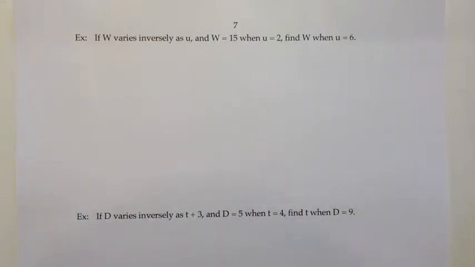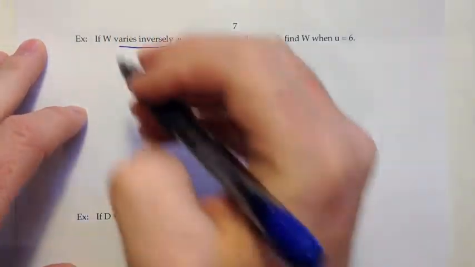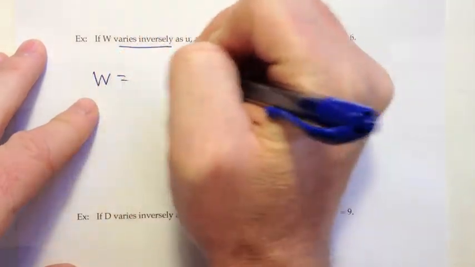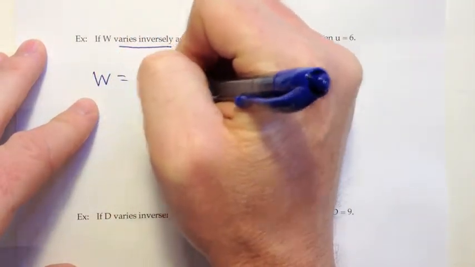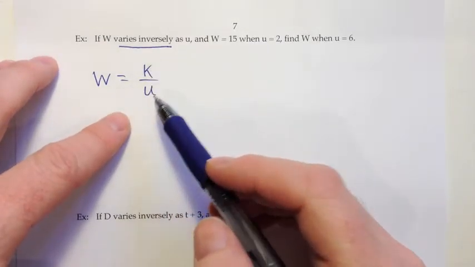Okay, continuing on in section 12.8 with inverse variation, we're just going to look at a couple more examples here. If w varies inversely as u and w equals 15 when u equals 2, then find w when u equals 6. So the key thing to notice is the varies inversely phrase. So that's going to mean that w is equal to k over u. Again, if it had said directly, it'd be k times, but with inversely, we do over.